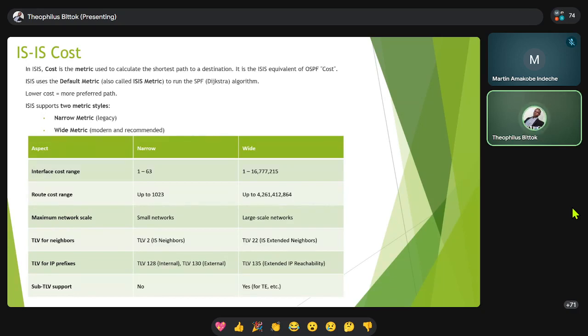And then also on the TLV support, the narrow metric doesn't support it. Let's say, for example, you want to do traffic engineering. Maybe you want to color your traffic, say your latency-sensitive traffic, or the traffic that requires high capacity. You might not be able to do it in a narrow metric, but this is possible in the wide metric. So basically, at the moment, the best practice is to always use the wide metric in your ISIS network.